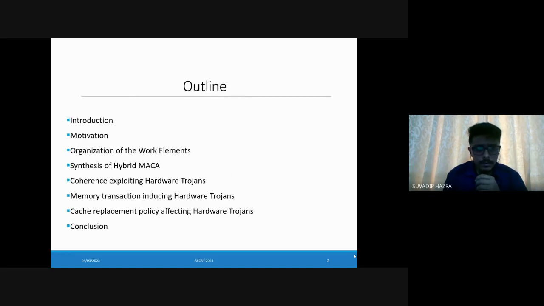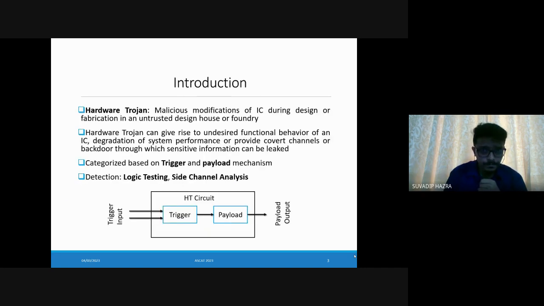This is the outline of today's presentation. At first, I will introduce what is hardware Trojan. Then I will discuss the motivation behind this task. Then I will discuss the organization of our work. Then I will discuss our work, that is, first one is synthesis of high-bit MSCA. Then I will discuss three potential areas of hardware Trojan insertion: coherence exploiting hardware Trojan, memory transaction inducing hardware Trojan, and cache replacement policy affecting hardware Trojan. And at last, I will conclude my thesis.